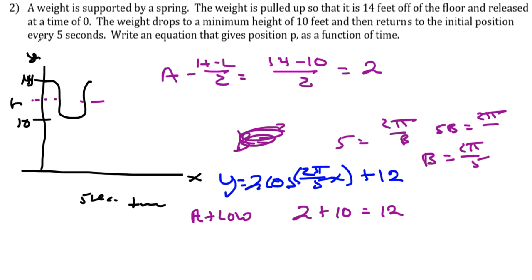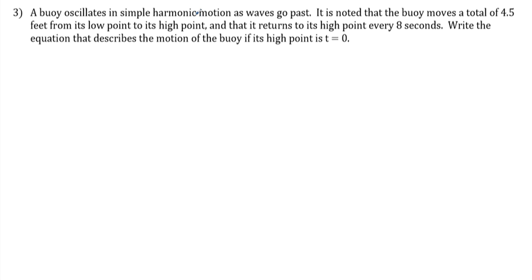Last one. Go ahead and pause and try to work this one on your own. This one's a little tricky. I'll get you started. A buoy oscillates in the water. So we have an equilibrium, and it's going above and below that a total of 4.5. If you think logically about it, you're just splitting that 4.5 above and below your equilibrium. Call that 0. y is equal to 0.